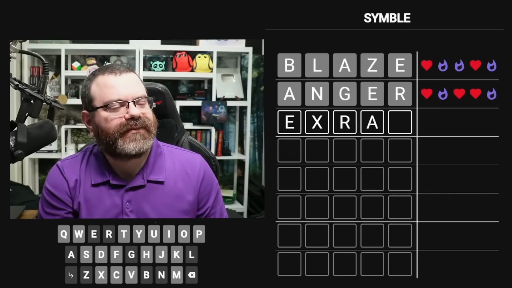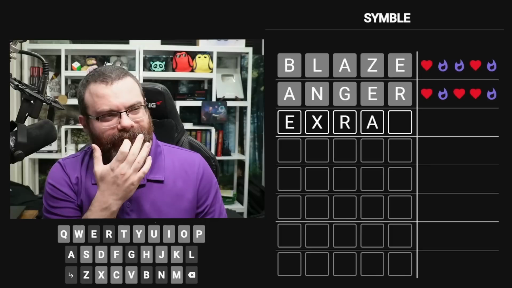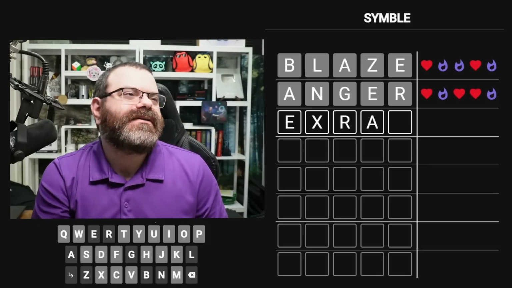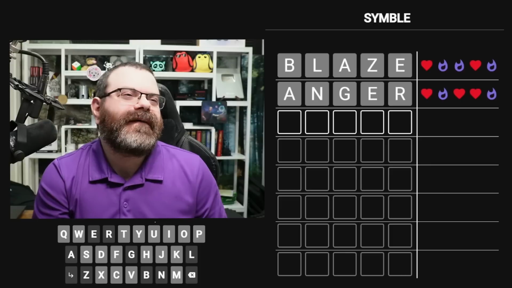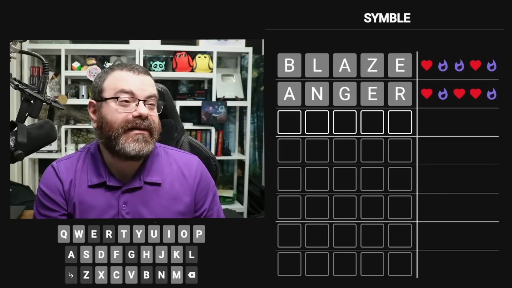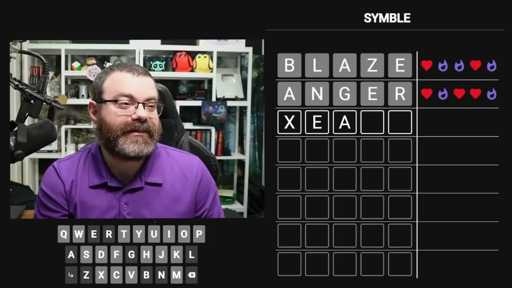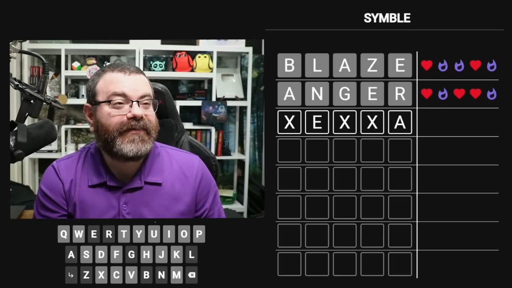What does this? I don't think anything does this. So purple could be our yellow, in which case we need the E and the A like this. And then we would need the third letter to be an L or a B, so probably an L.